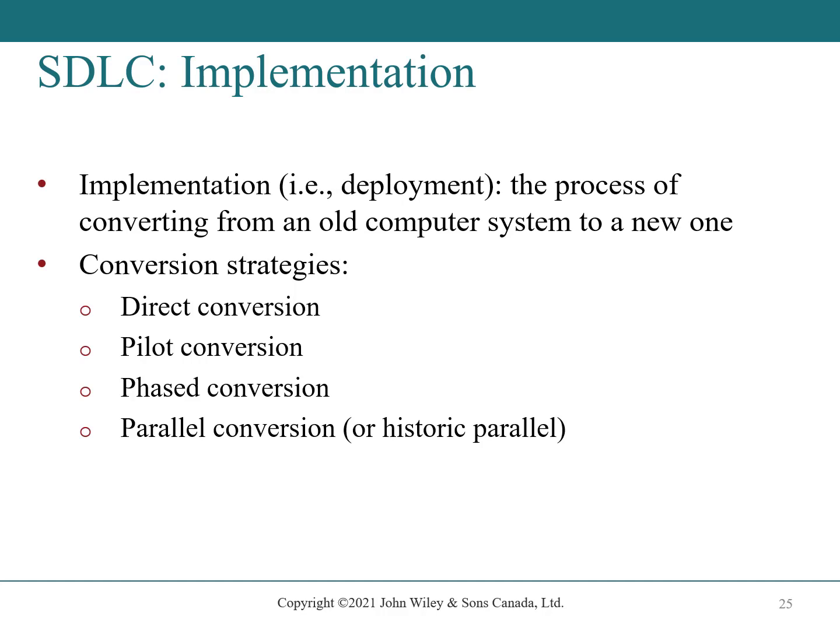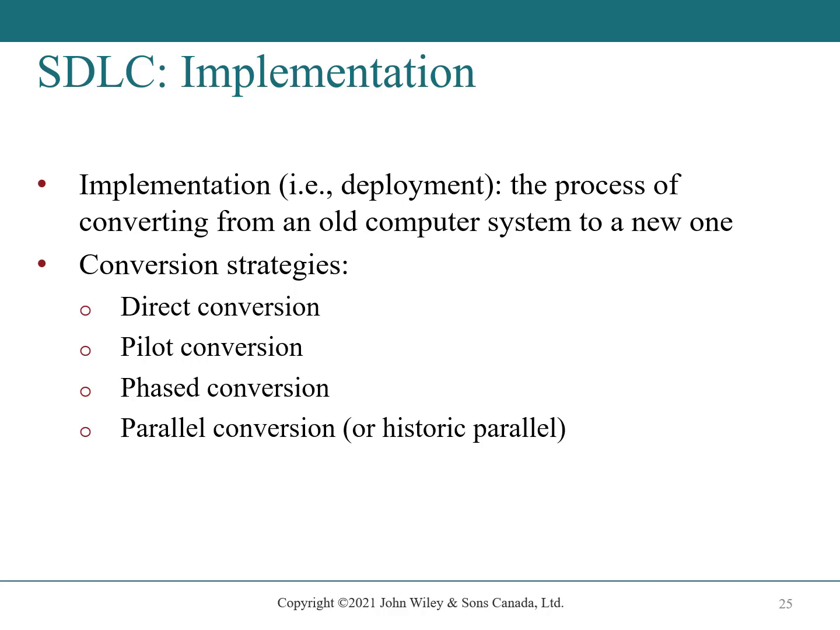Conversion strategies are direct conversion, pilot conversion, phased conversion, and parallel conversion or historic parallel. Direct conversion is where the old system is cut off and the new system is turned on at a certain point in time. It's the least expensive type of conversion, but it's also the riskiest because if the new system does not work as planned, there's no support from the old system. Most systems are implemented using direct conversion.